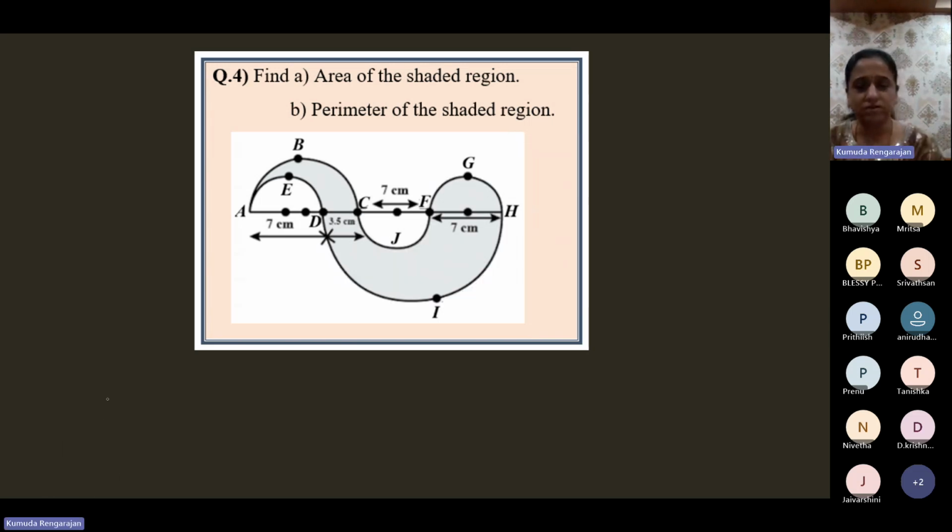To find the perimeter of the shaded region, you need to go along the boundary of the shaded region. Say you start from here. The length of this arc plus the length of this arc plus the length of this arc plus the length of this arc plus the length of this arc is the perimeter of the shaded region. You just have to go along the boundary.